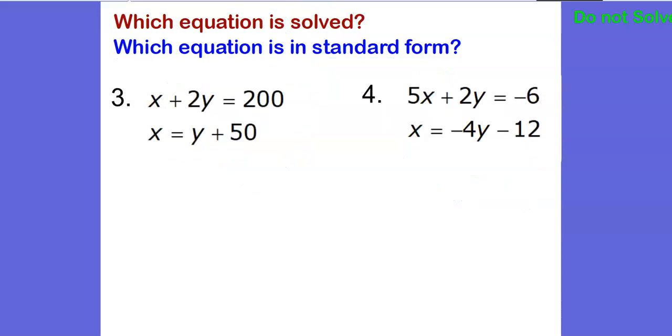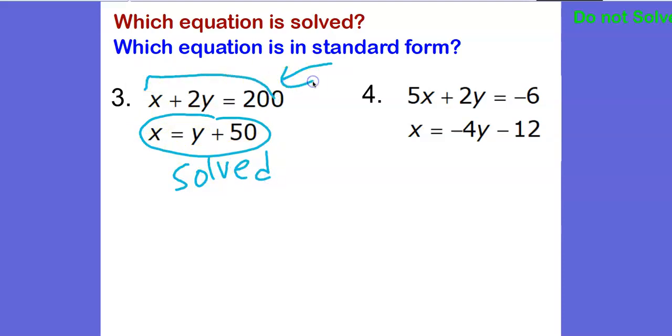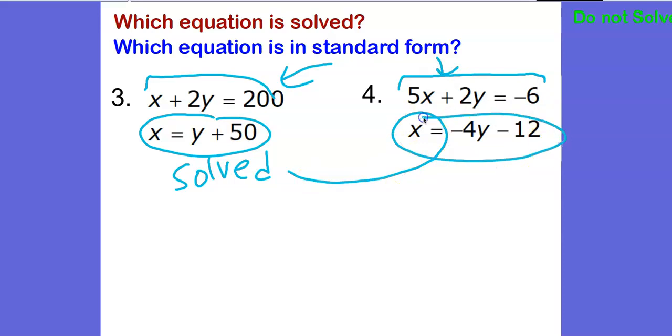Moving on to the next 2 questions. Again, this is solved for because x is by itself. And this is in standard form. Again, you're just watching. Number 4, this is standard form. And this whole equation is solved for x.